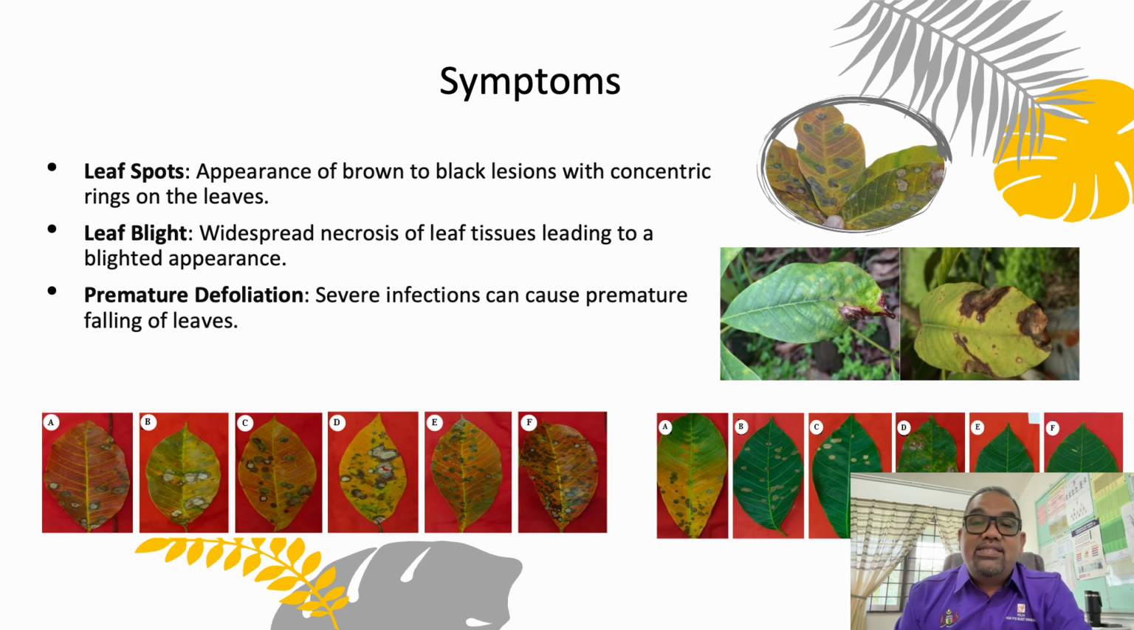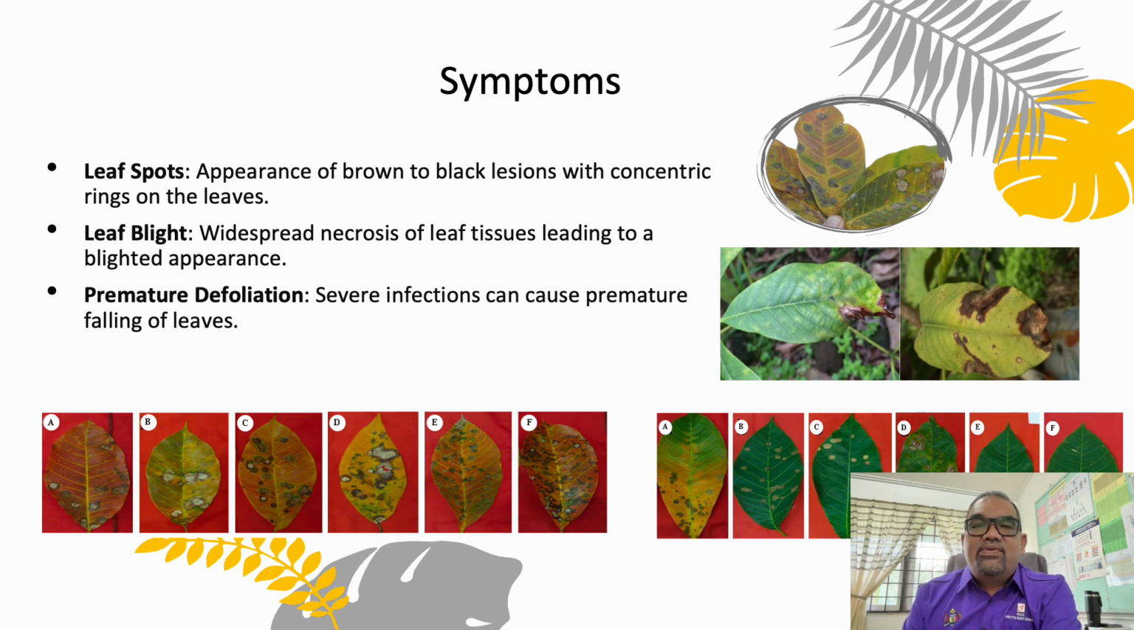As the disease progresses, we see leaf blight, which is widespread necrosis or death of leaf tissues. This gives the leaf a blighted or burnt appearance. In severe cases, the disease leads to premature defoliation, where infected leaves fall off the tree earlier than their normal life cycle.